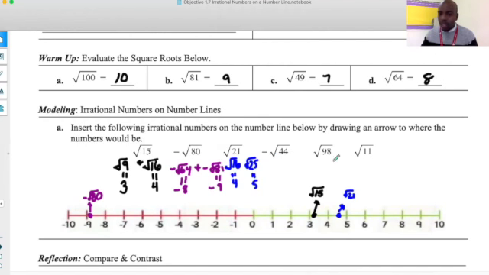And I'm going to go through each one of these and do the same thing. So the negative square root of 44, I know that's between negative square root of 36 and negative square root of 49, which I'll do in blue as well. That's really like saying it's between negative 6 and negative 7. And we can say, okay, which one is it closer to? We can see that it's a little bit closer to negative square root of 36.